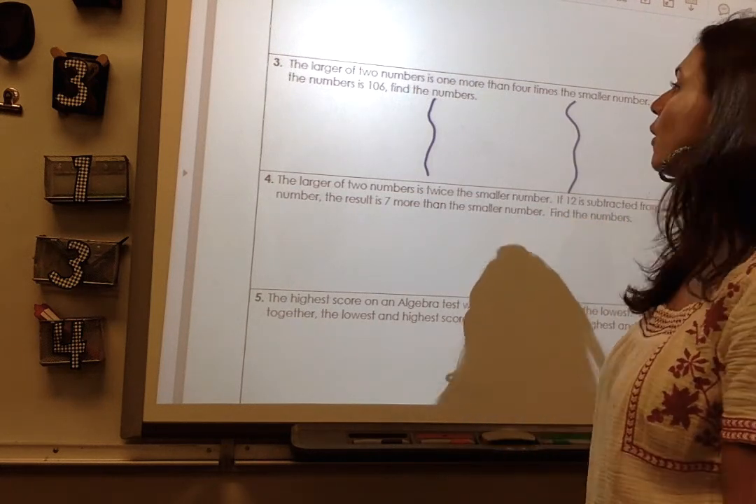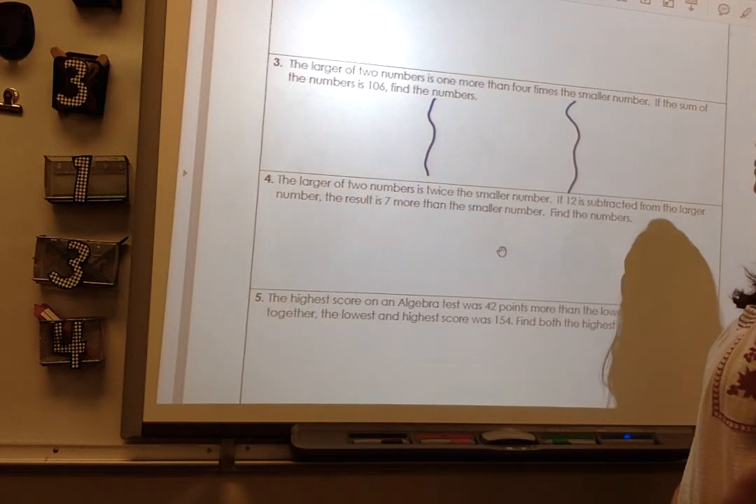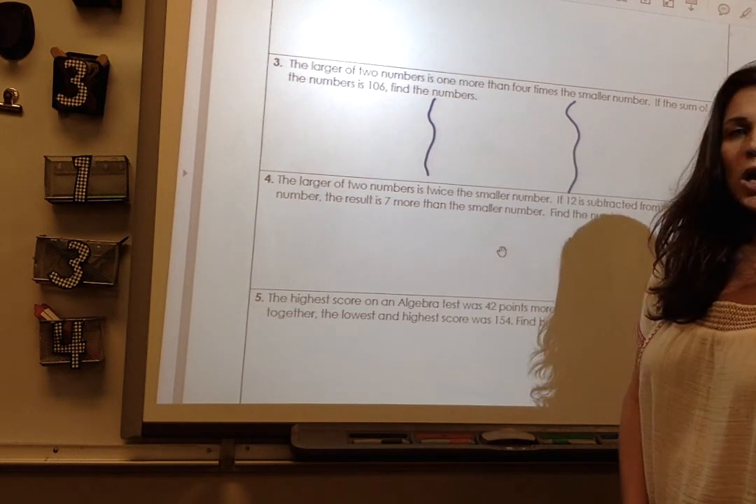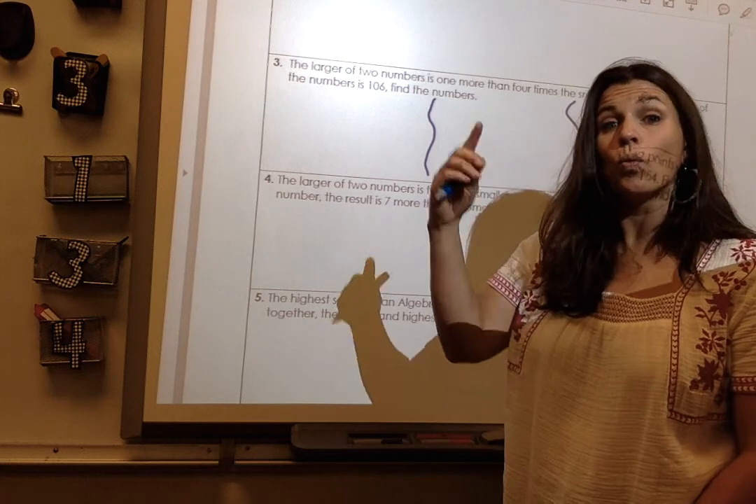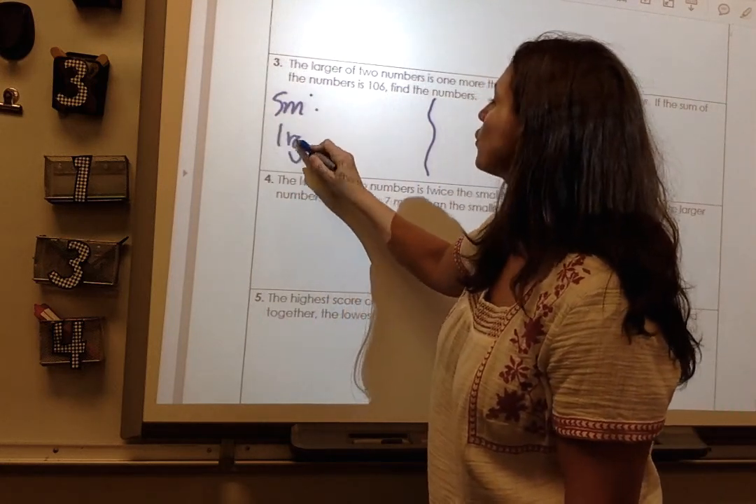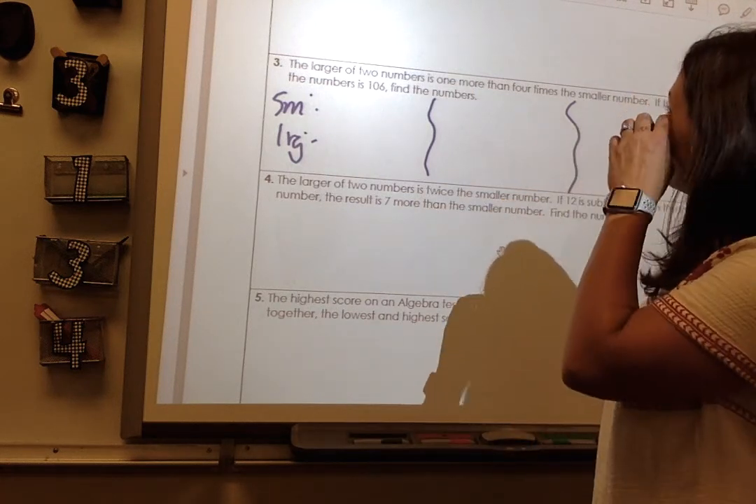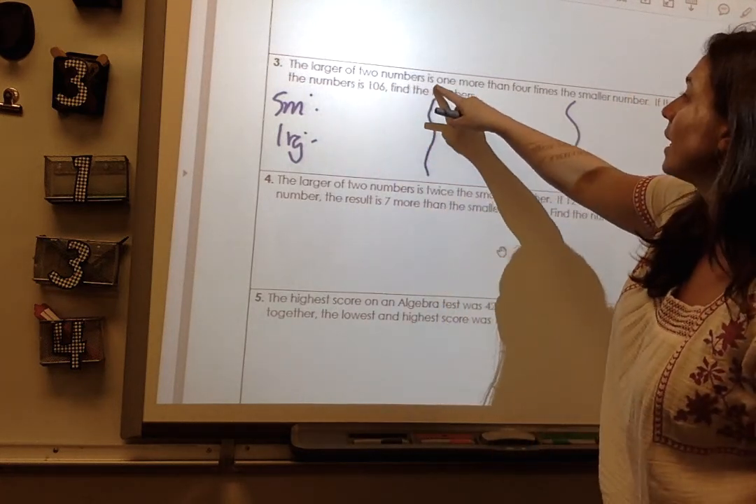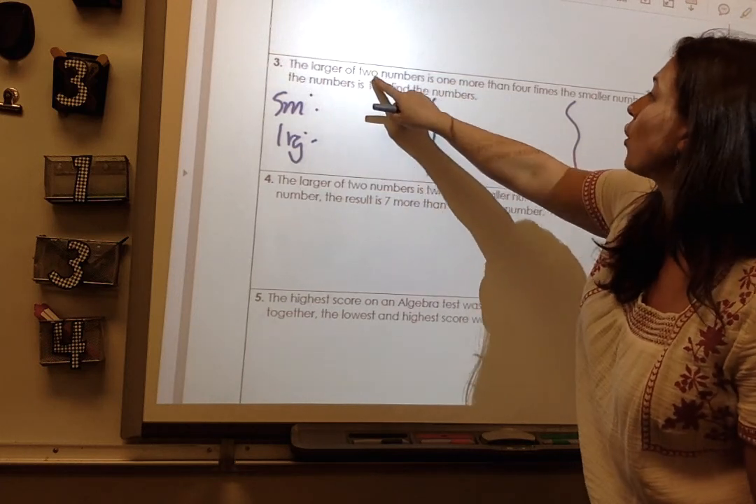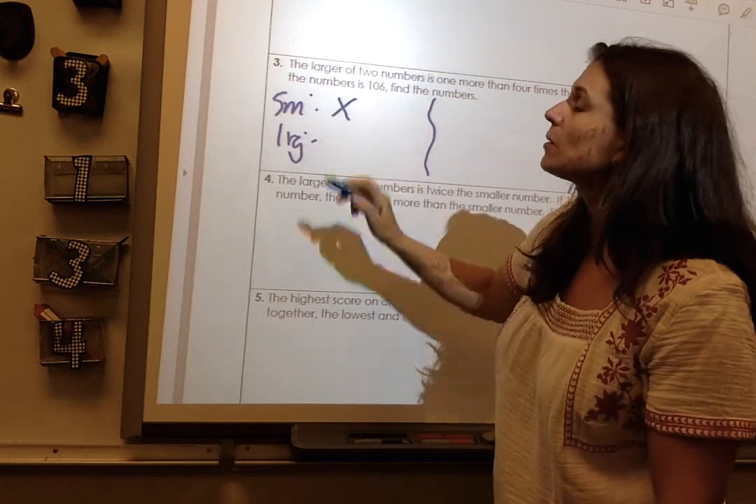I'm going to define my variables first. It says the larger of 2 numbers is 1 more than 4 times the smaller number. So what are we talking about here? We're talking about 2 numbers. 1 small, 1 large. So I'm going to put small, and I'm going to put large. And then I ask, which number's not being talked about? The larger number is being talked about because it says the larger is 1 more than 4 times the smaller. So I'm going to put small number is x.